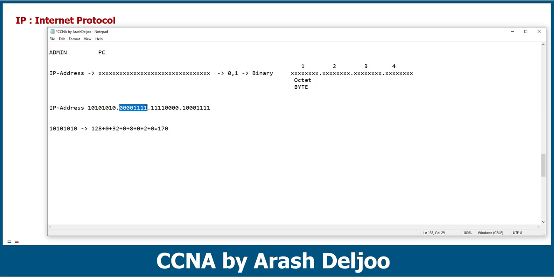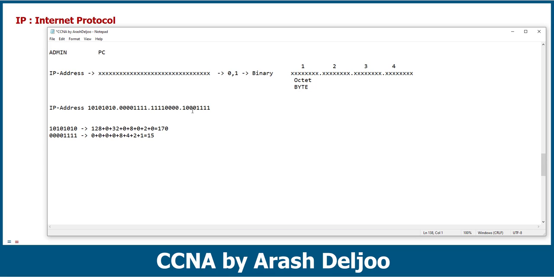The second octet, let me use this value. Again, we need to convert it to the decimal. Here we have 0 plus 0 plus 0 plus 0. Then the equivalent of this value in the decimal is 8. Let me write it here, this is 8. After that we have 1, 4, 1, 2, 1, 1. That's it. 8 plus 4 is equal to 12, then 14, then 15. This is 15. That's it.